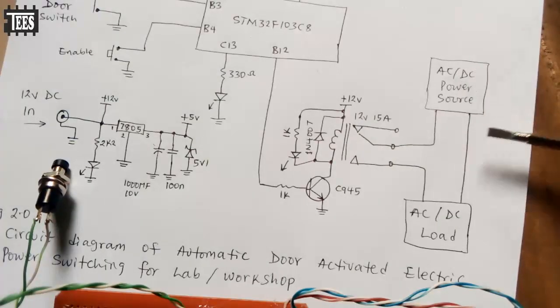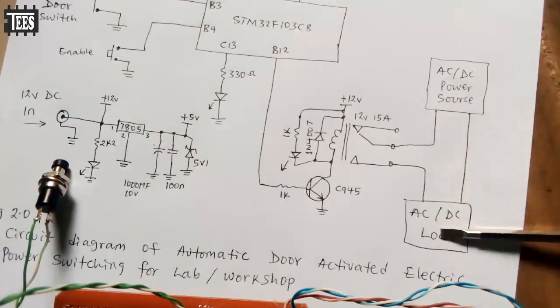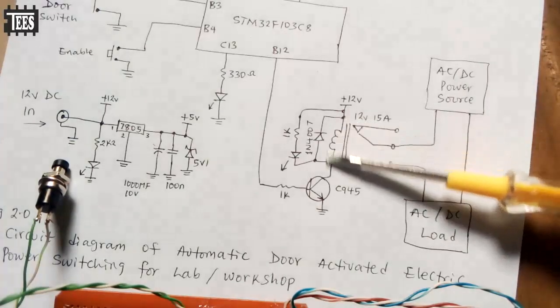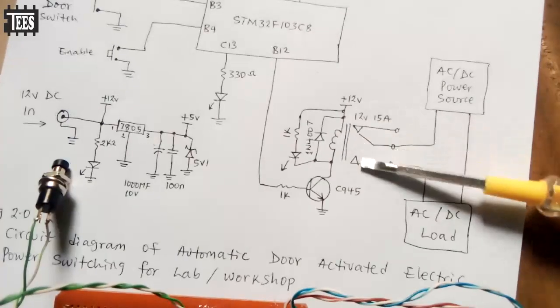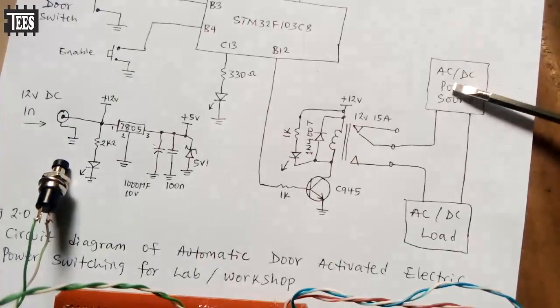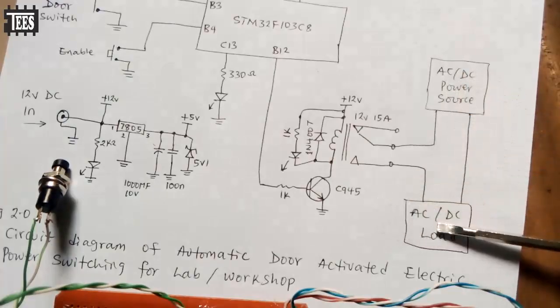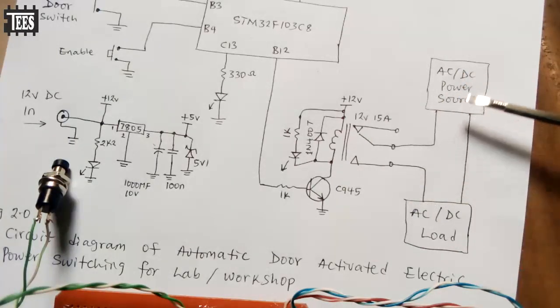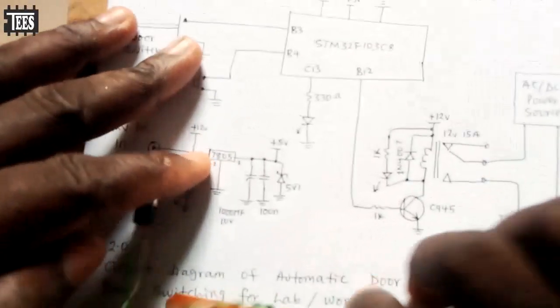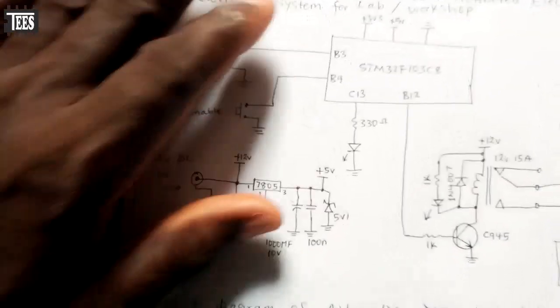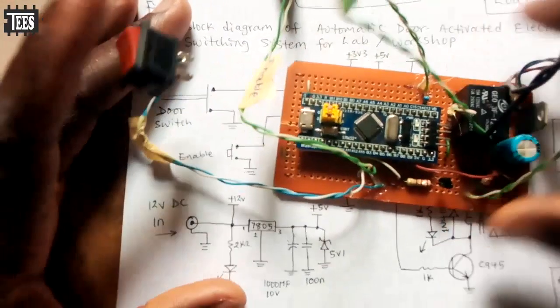So if you have heavy loads in your workshop, you can't connect them this way. You power them through a contactor. Your contactor will be here, so your contactor now will be the load in this case. The contactor will be the one to switch your loads. So that's how you make this. We have this hardware and software.